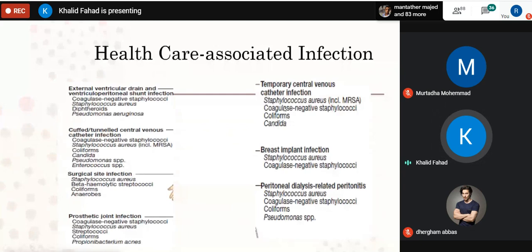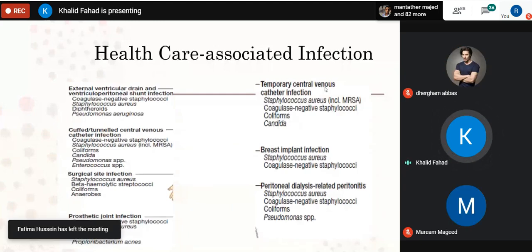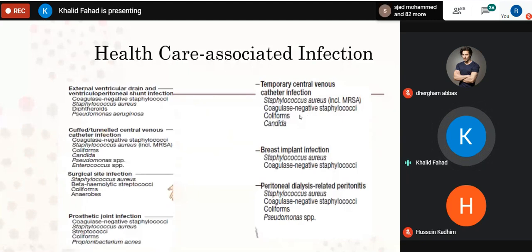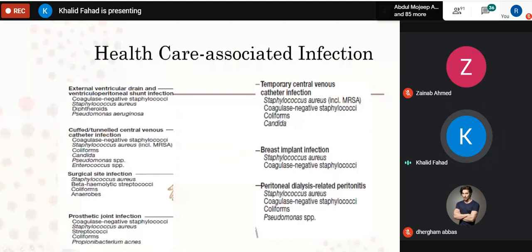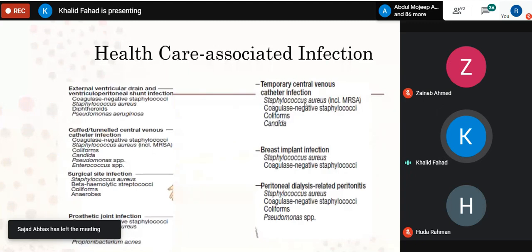So if you have an infected venous line, you have to know the usual microbial agents that will cause such infection, which are usually the normal commensals. For example, Staphylococcus aureus, coagulase-negative Staphylococcus, or coliforms, for example E. coli, or Candida. So if the patient has a temporary central venous line, you have to think about these organisms. And in deciding to treat empirically, you have to cover these organisms. So the most famous organism is Staphylococcus aureus.